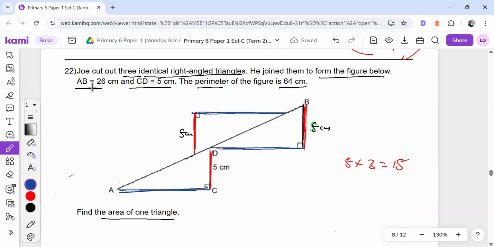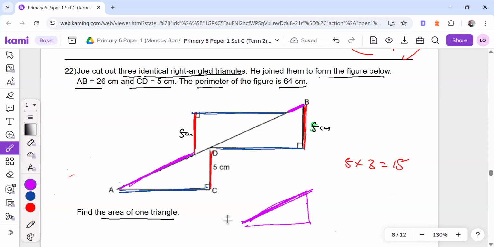And then the question says AB is 26. Where's AB? AB is here. What do we do? Now, if you notice carefully, do you realize something? Let me just erase this purple line. Do you realize that this line and this line joined together is like this? This purple line and this longer purple line, if you join them together, is the slanted line of the triangle.